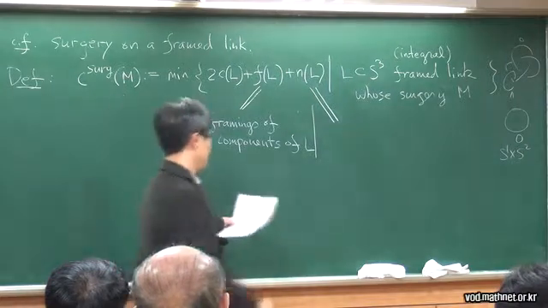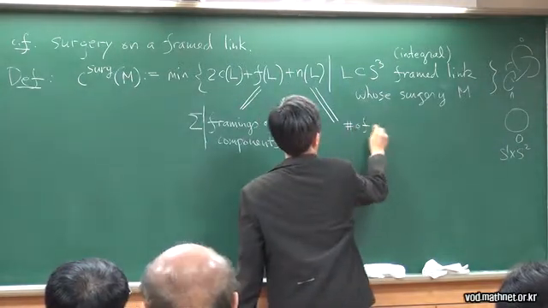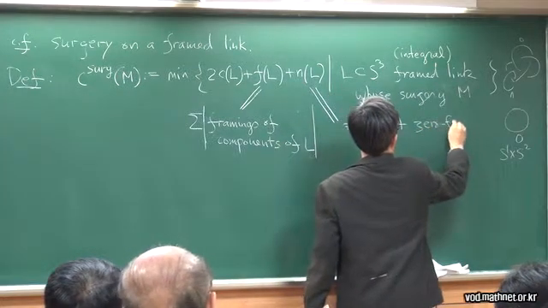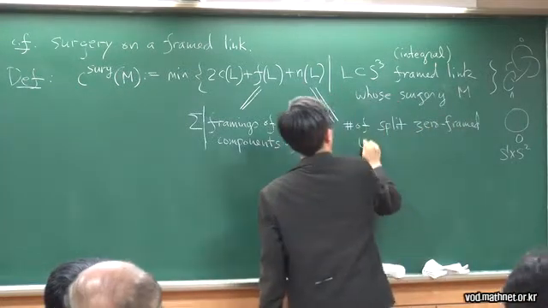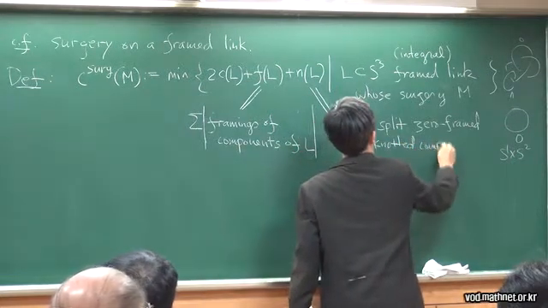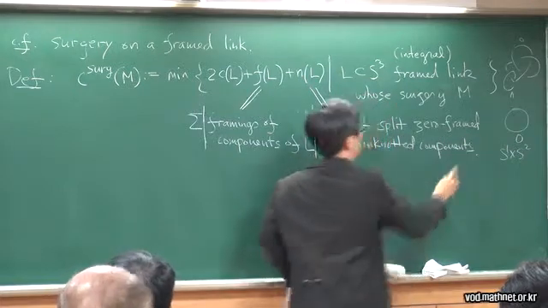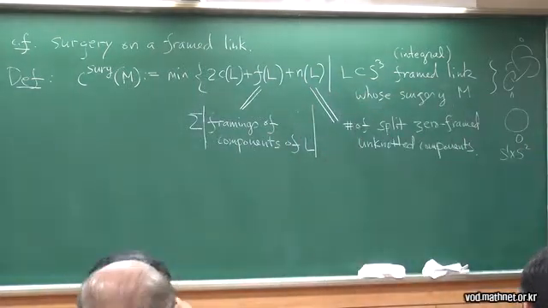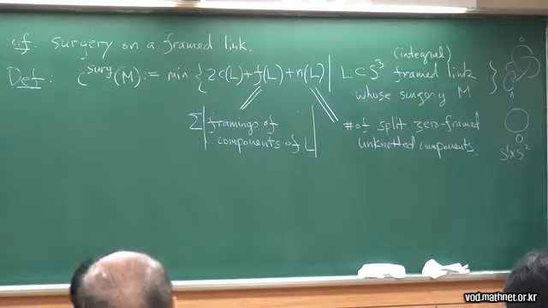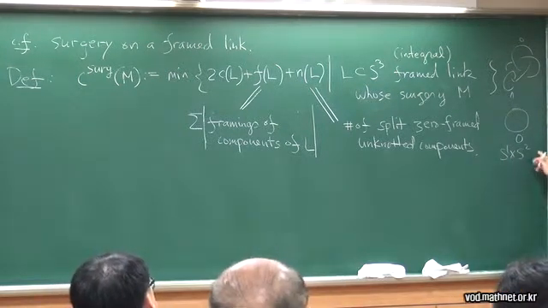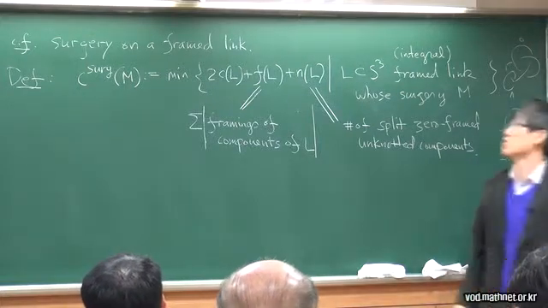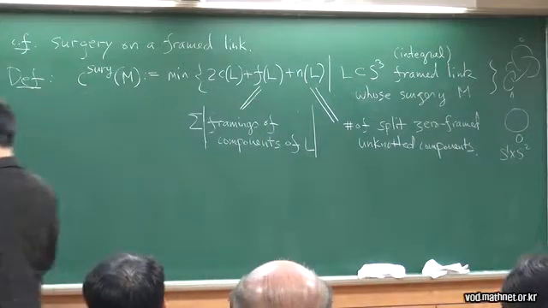This is the number of split zero framed unmarried components, namely something like this. All right? So I'm just counting, in other words, factors of connected sum ends of S1 cross S2, which is easily identified from the diagram. Okay? So this is my definition of surgery complexity.